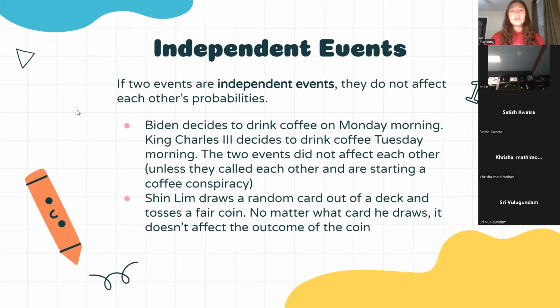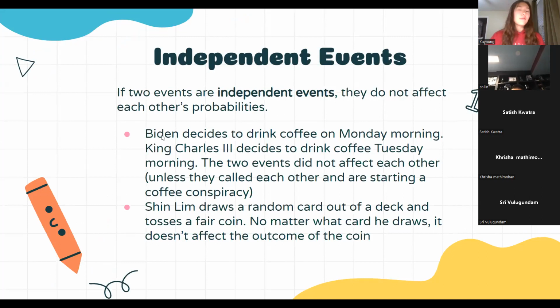If 2 events are independent, they don't affect each other's probabilities. I know this might sound a little lectury, but I promise we're going to have a really fun event at the end. So let's just get through it, okay? Biden decides to drink coffee on Monday morning, and then King Charles III decides to drink coffee Tuesday morning. The 2 events didn't affect each other, right? Biden didn't drink coffee because he somehow knew King Charles III would drink coffee the next day. So these are 2 unrelated events.